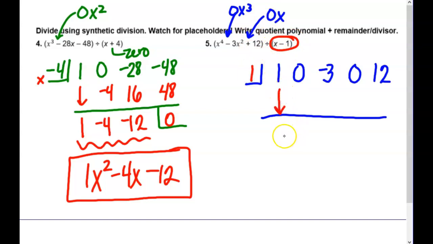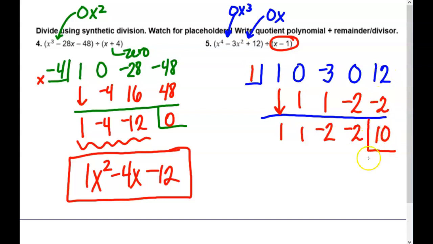I don't know why this messes students up so bad, but be really careful, because when you have a 0, somehow students get all confused. 1 times 1 is, but 0 plus 1 is 1. 1 times 1 is, -3 plus 1 is, 1 times -2 is, 0 plus -2 is, and 1 times -2 is, so what's our remainder? 10.